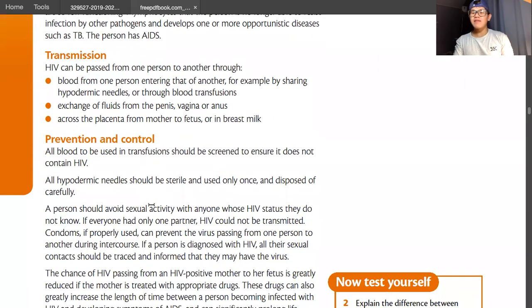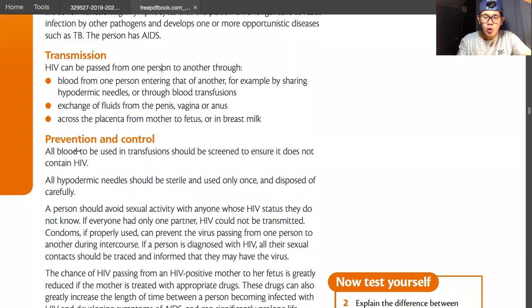And what's the method of control? Okay, macam mana cara kami untuk... the best way to prevent the spread of these viral infections is obviously by avoiding the sharing of needles, the sharing of anything with the blood of an infected person or with the fluid of an infected person.